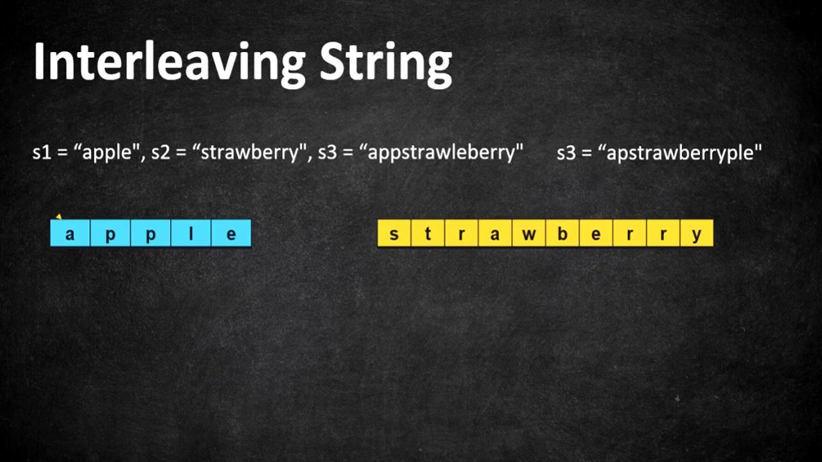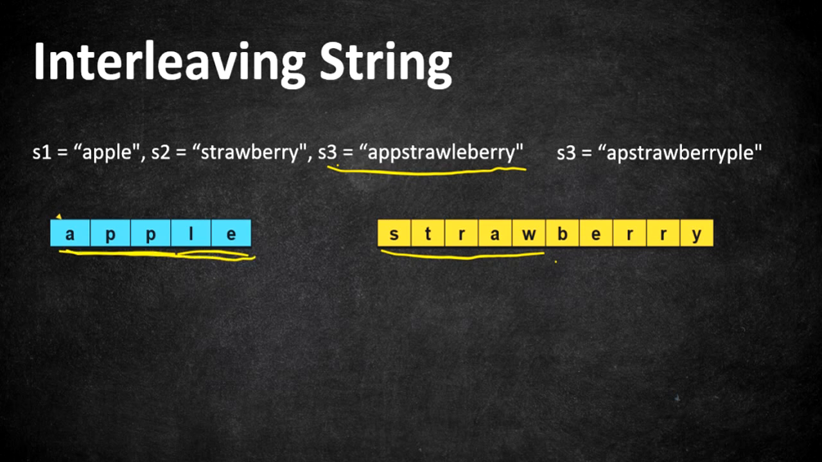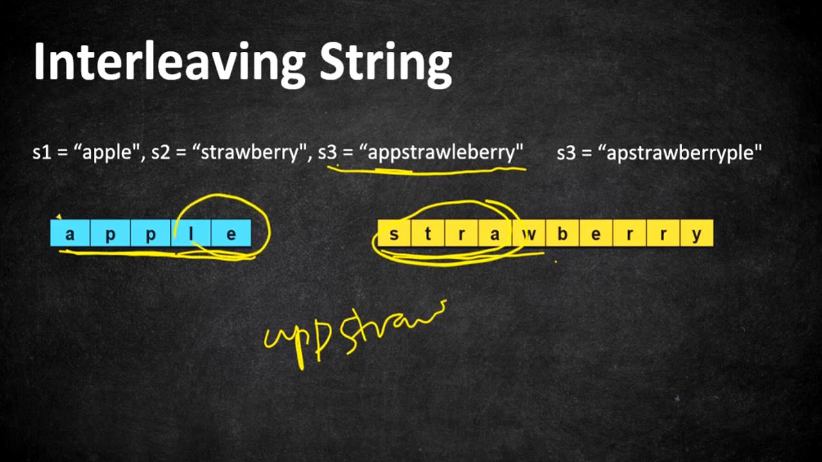So let's understand a very simple logic before understanding where we are implementing memoization. So here consider the first S3. The first S3 is actually constructing APP from string 1 and then straw from string 2, LE from string 1 and then berry from string 2. So in this case, if you have considered apple completely, that is APP first, then straw from the second word and then LE from the first word.